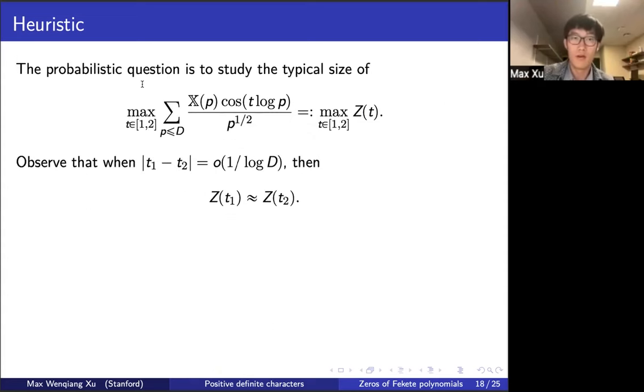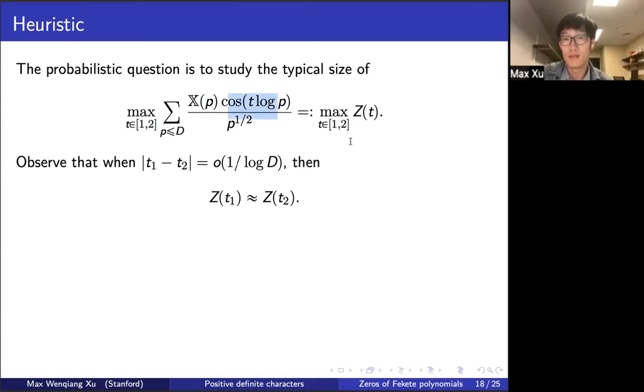So recall that the probability question we really want to study now is the typical size of this max of the sum of xp cosine t log p divided by square root p. And if we denote this quantity by Z(t), this big Z, this kind of max. Just look at this definition. If t1 and t2 are extremely close, Z(t) doesn't change much. You just look at t log p, where p is up to D. So if t is smaller than 1 over log D, then this is basically always the same.